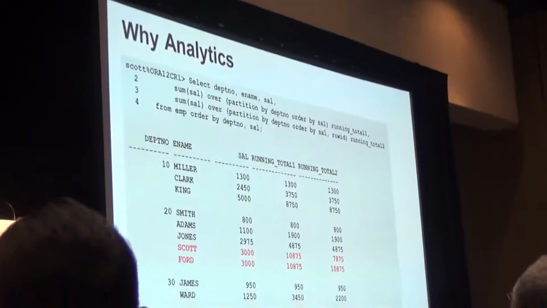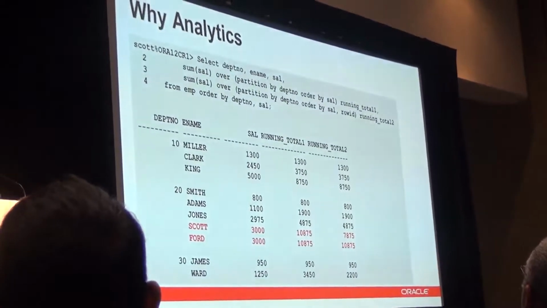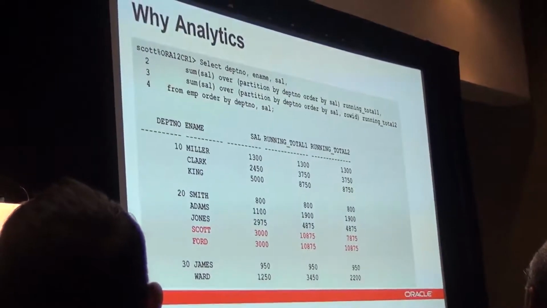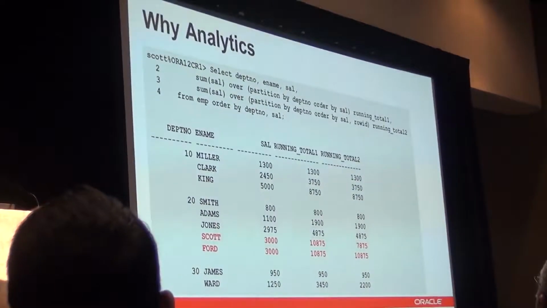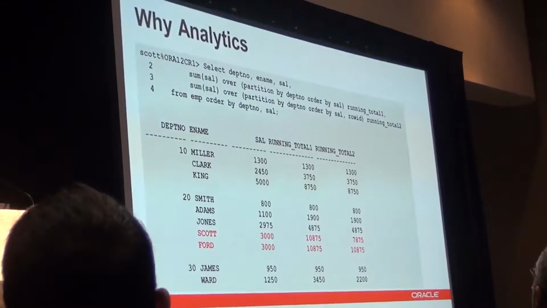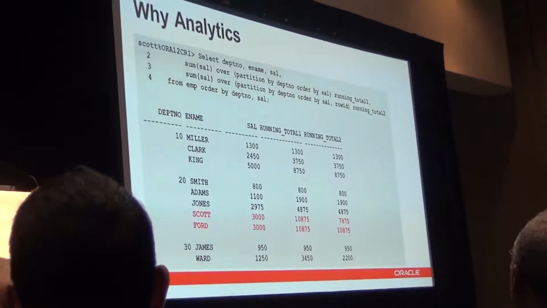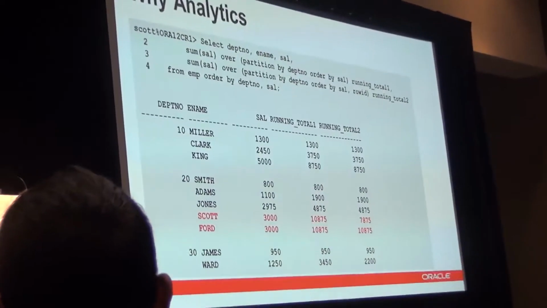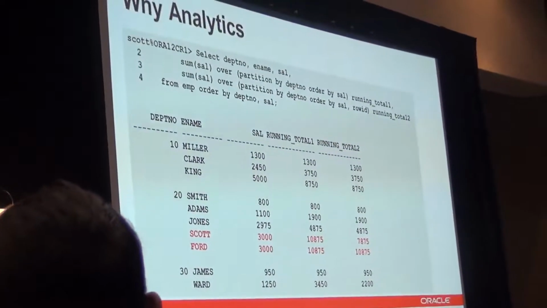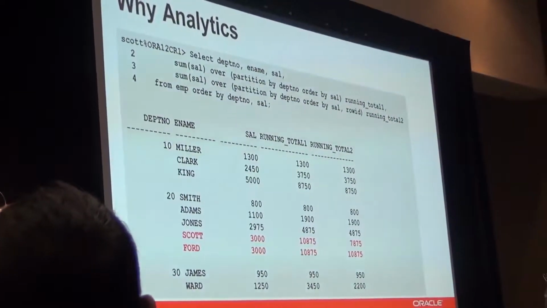Here's a running total. This is how easy it can be. I just need to say sum of salary over. Break the data up by department number. Okay, so we're going to logically partition this from 10, 20, 30, and so on. Then I order by salary from small to big. And that's it. That gives me a running total.